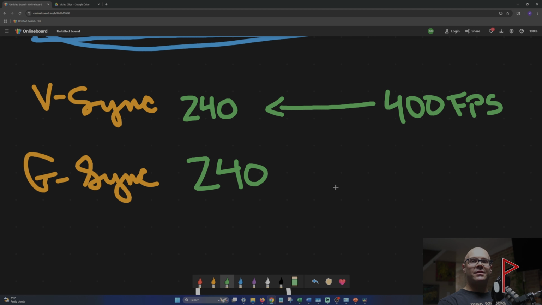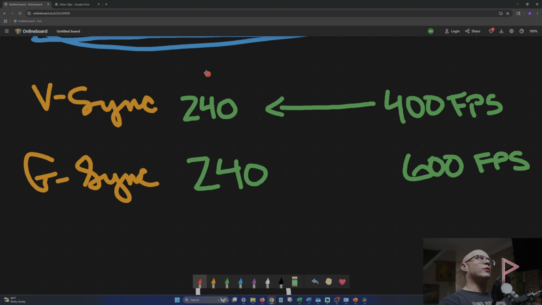But I'm playing CSGO. I don't want to render 240 frames. I want to render 600 frames. How can VSync take those 400 frames and turn them into 240 by increasing input lag? Why? Because when I click my mouse, here's where it responds. When it gets to the refresh rate that can drive it.